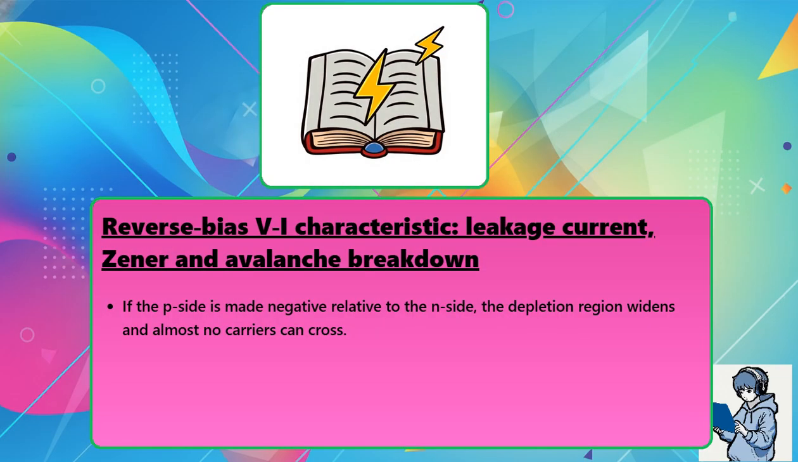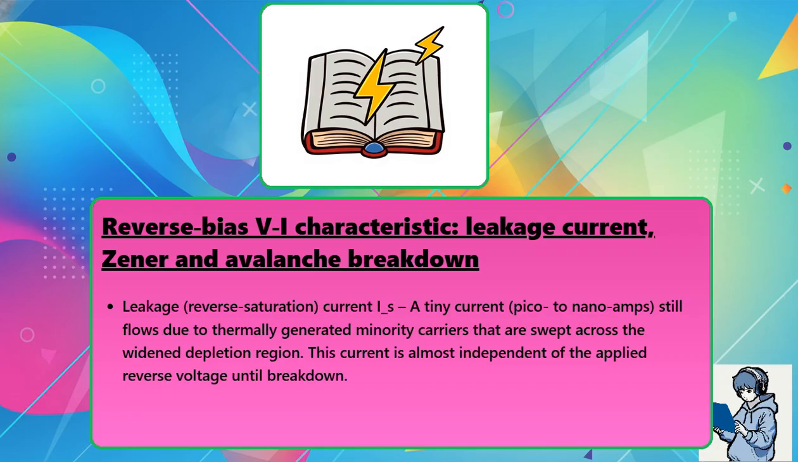If the P side is made negative relative to the N side, the depletion region widens and almost no carriers can cross. Two important behaviors appear. Leakage: the reverse saturation current I_S, a tiny current, pico to nanoamps, still flows due to thermally generated minority carriers that are swept across the widened depletion region. This current is almost independent of the applied reverse voltage until breakdown.